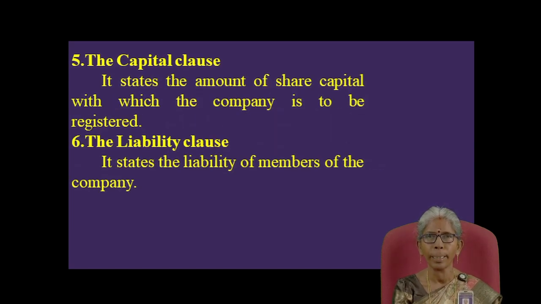Fifth one, the capital clause. It states the amount of share capital with which the company is to be registered. So here the capital is known as the registered capital or authorized capital. Next one, the liability clause. It states the liability of members of the company. The liability may be divided into two categories: limited liability, unlimited liability. Again, limited liability is divided into two types: limited by shares, limited by guarantee.